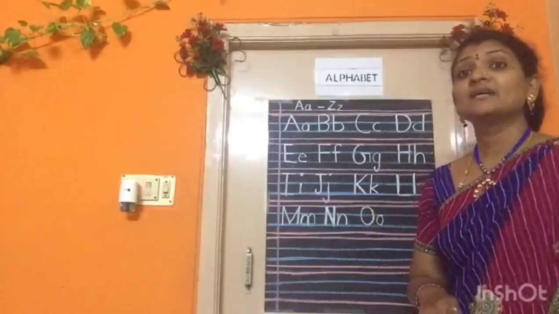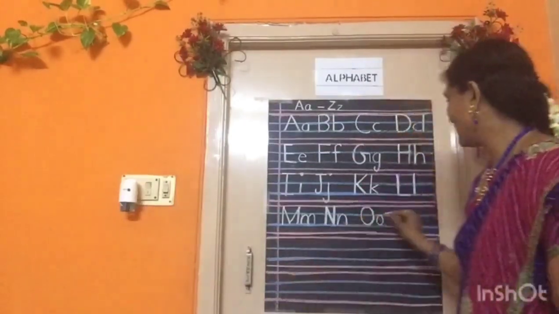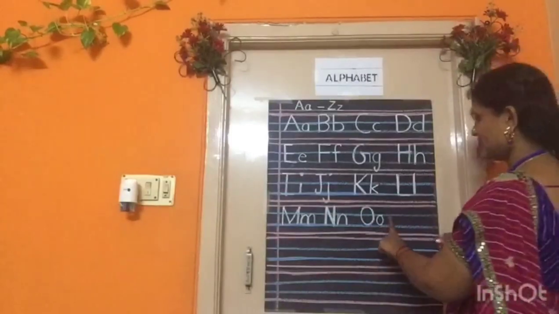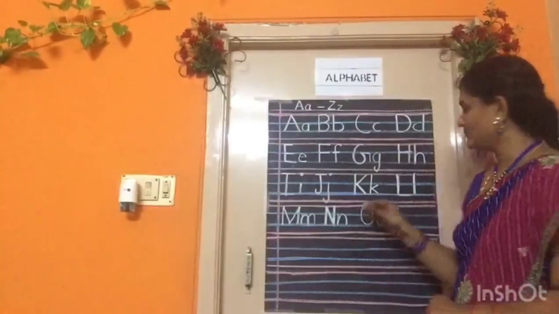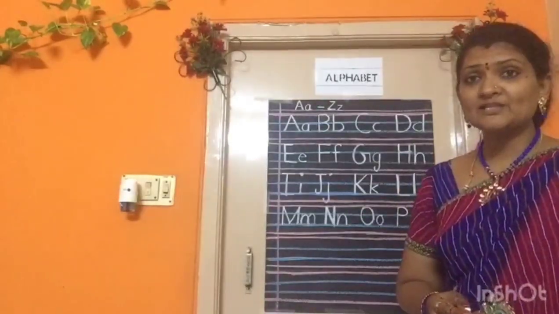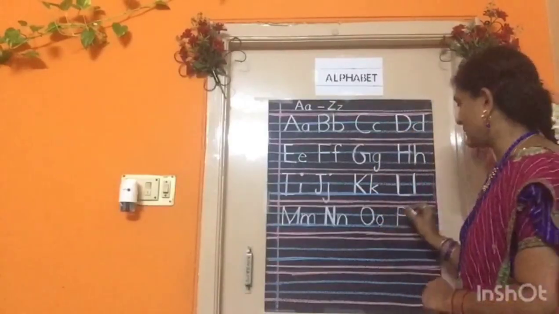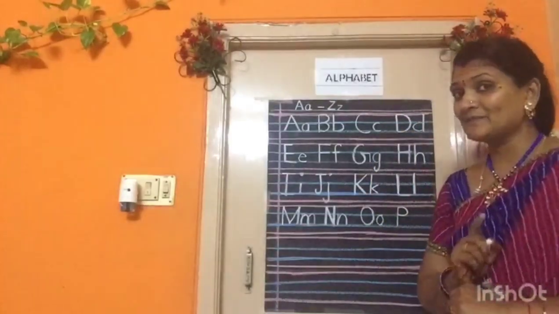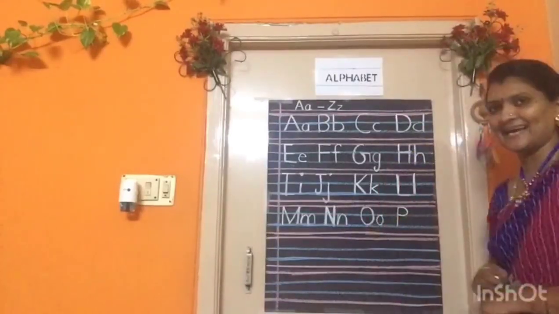Okay children. Next comes P. Capital P. Finger space. Vertical line from pink line to blue line. Right curve from the first pink line to the first blue line. In between the first pink line and blue line. Now this small p is also hanging. How you will hang?